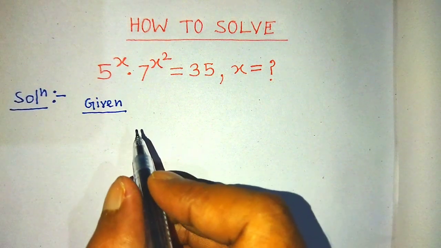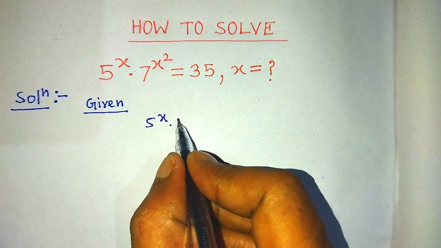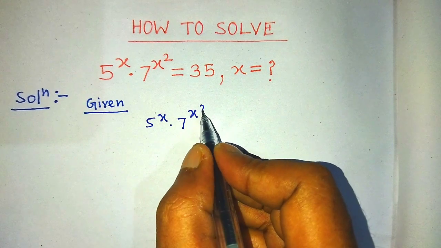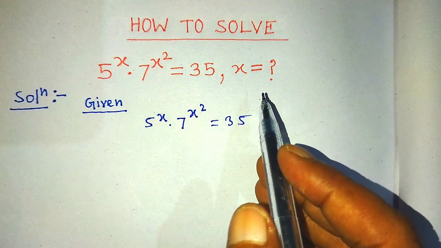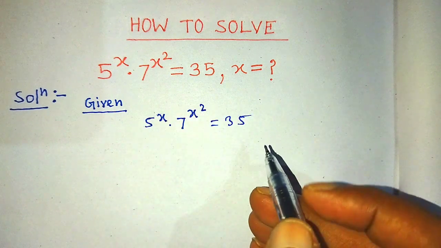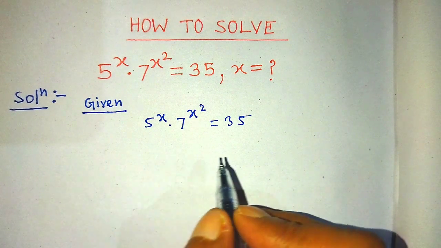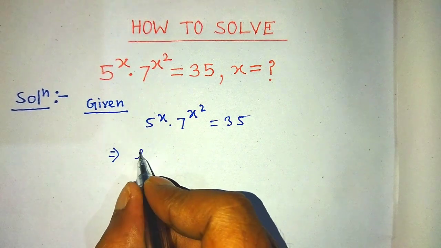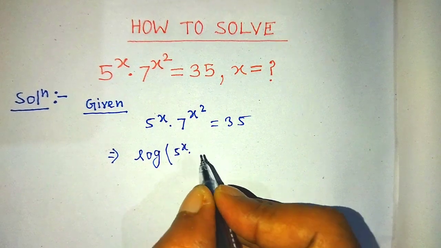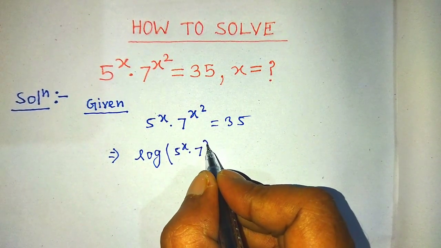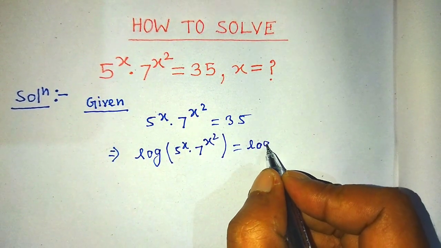So my dear student, our given exponential equation is 5 to the power x into 7 to the power x square is equal to 35. So student, to find the value of x from this exponential equation, first of all you have to take the log on both sides. Okay student. So after taking the log on both sides, we have to write on the left hand side log of 5 to the power x into 7 to the power x square is equal to, on the right hand side log of 35.